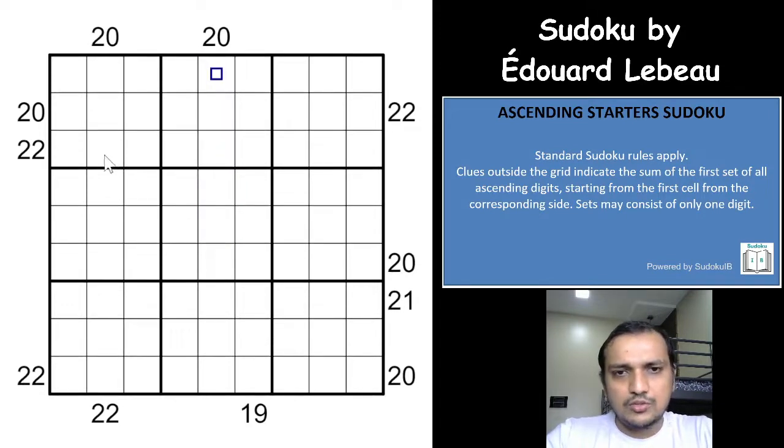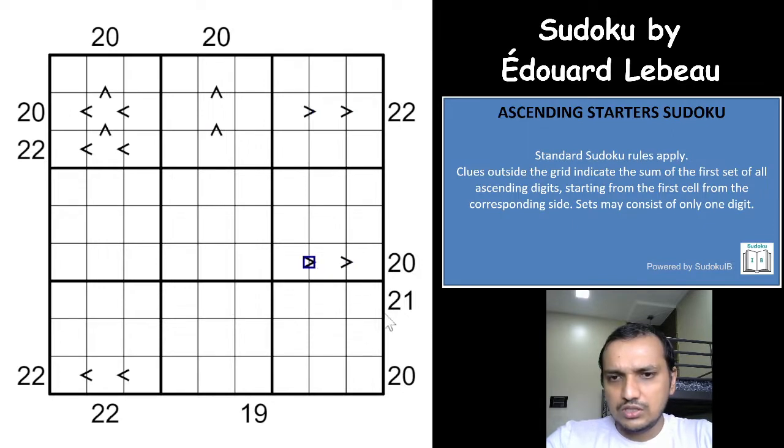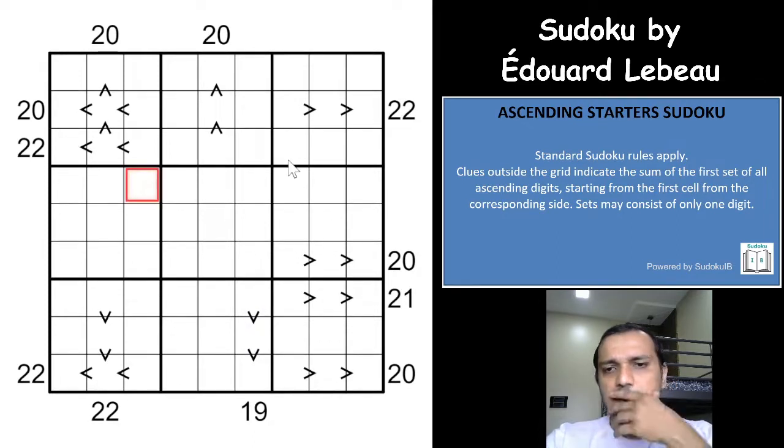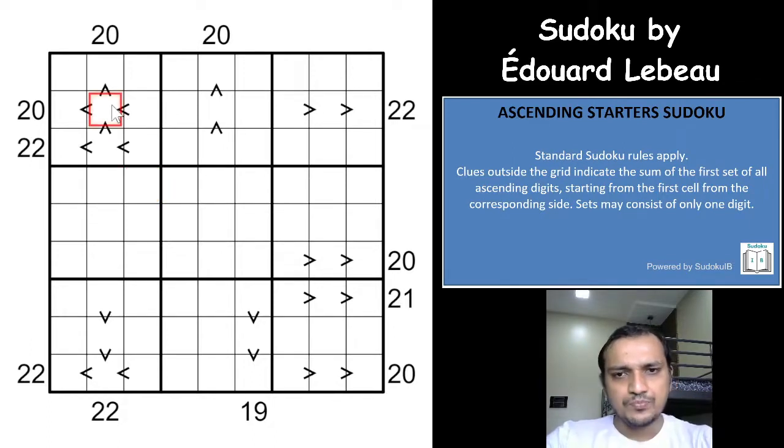I can say that for the 22 you will have at least these two. For the 20 also you will have these at least. For the 22 you will have these. For the 20 at least you will have these 3 cells. For the 20 again these 3 cells. For the 22 you will have at least these 3 cells. For 20 you will have these 3, these 3, these 3. And for the 19 and 22 you will have at least 3 cells. I can say that.